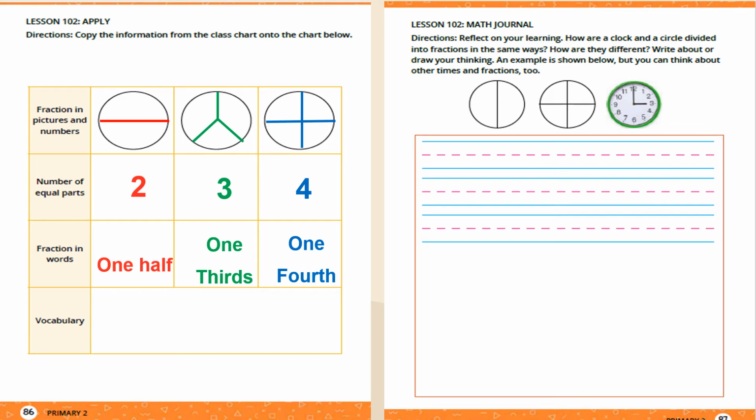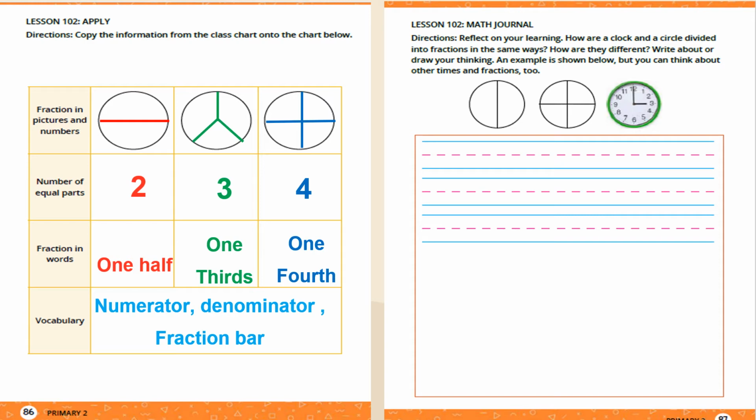So the vocab we learn here in the fraction, let's see together. Numerator, denominator, fraction bar. Remember, numerator, the upper number, denominator, the lower number, and the fraction bar in between.